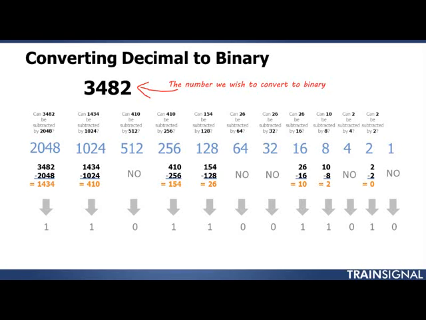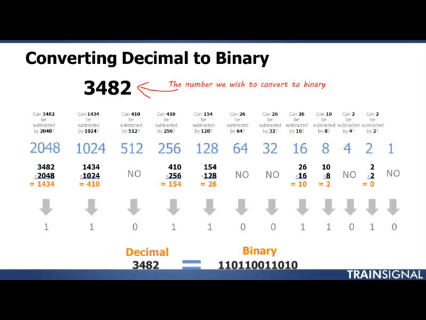In this case, there is only one column left. It's just the ones column. We put a 0 there. But what this means is that we have just converted the decimal number 3,482 into the binary number 110011010.